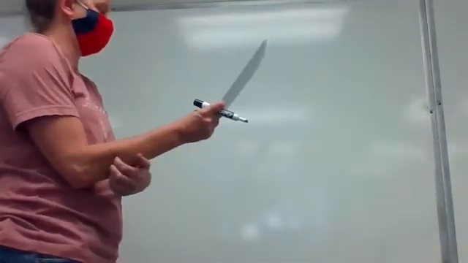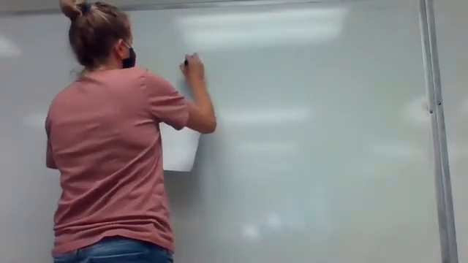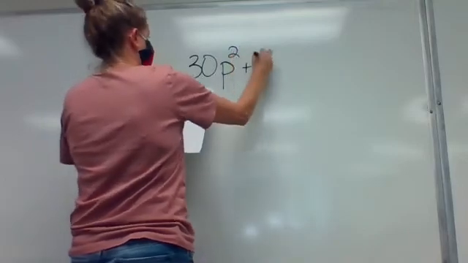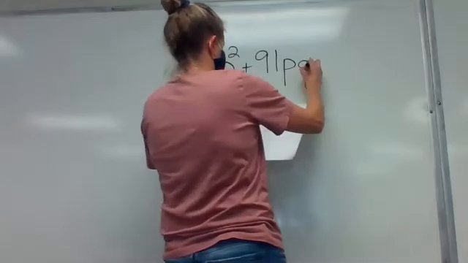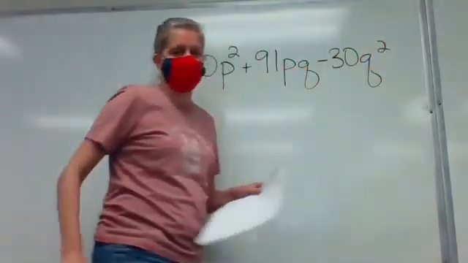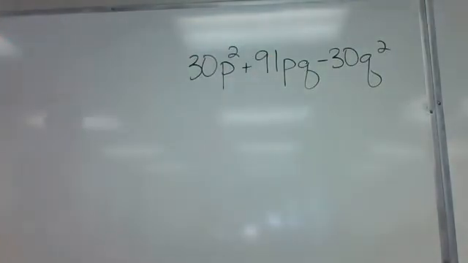Look at number 8. Let's get through 8 and 9. 30p squared. Dang, yours started off large. 91pq minus 30q squared. So we are seeing something a little different. I see p's and q's.